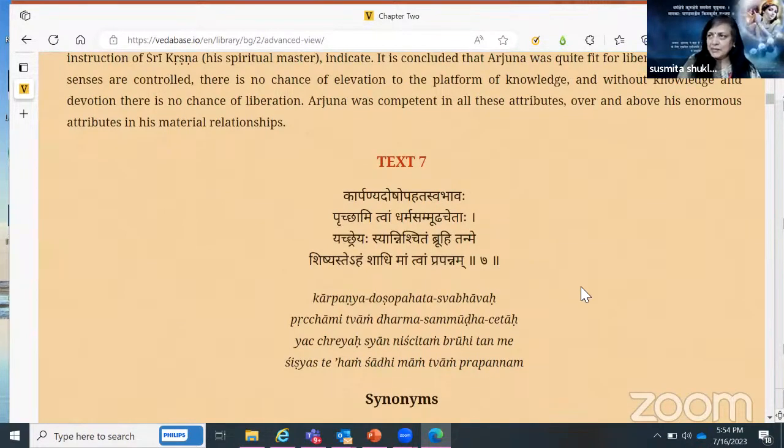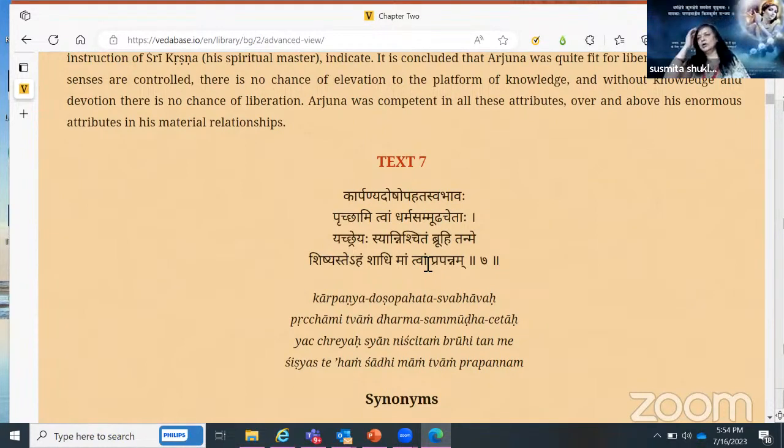Prichhami tvam. Prichhami is asking. Tvam means from you. Dharma sammudha cheta. Chet means conscious. My conscious is bewildered. Sammudha means it's bewildered, and dharma, I don't know my duty. Yat shreya, what is good? What is shreyas? What is good? Tell me for sure. Bruhitan me, tell me for sure. Shishyasteham, I am your disciple. Shadhi, instruct. Mam, me. Tvam, you. Prapannam, I am surrendered unto you.